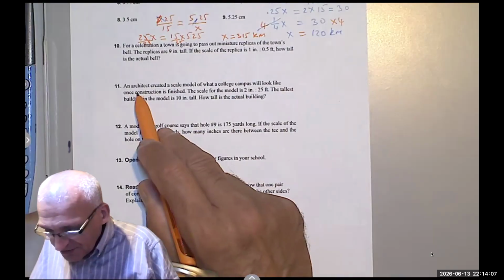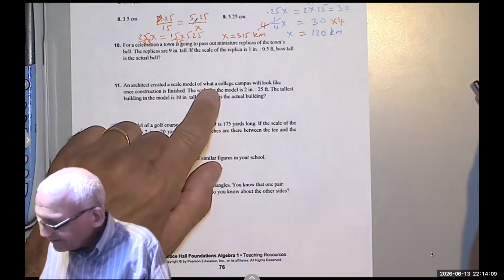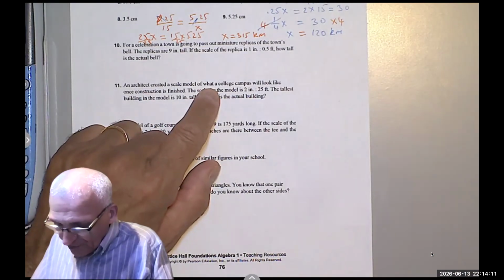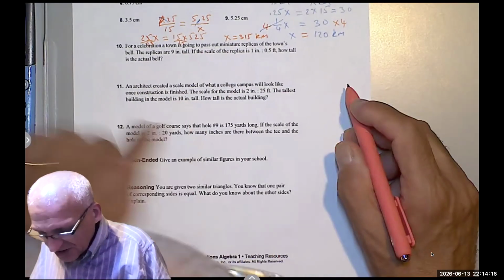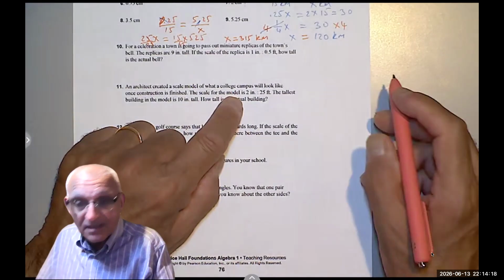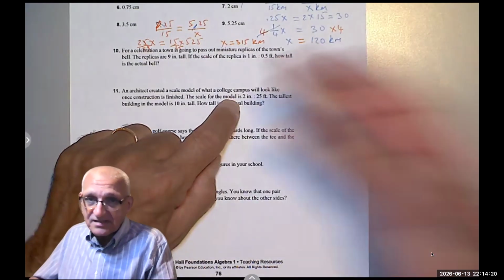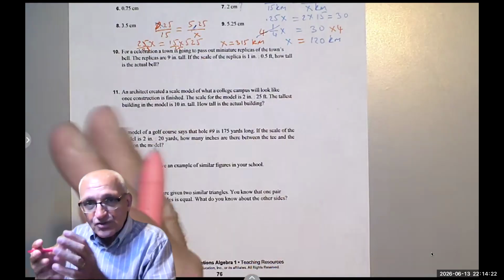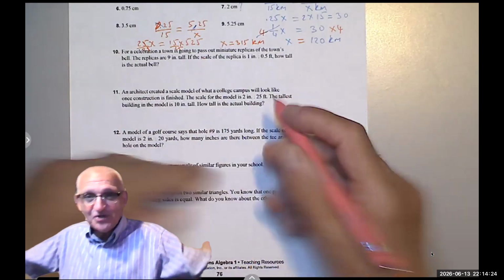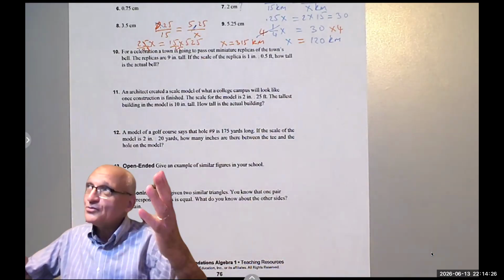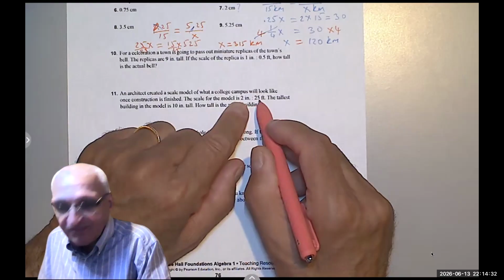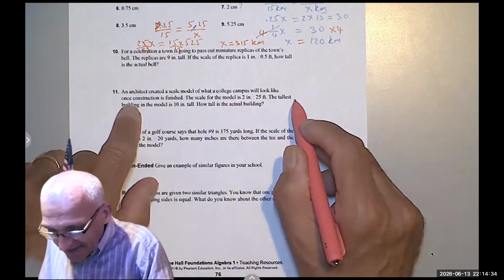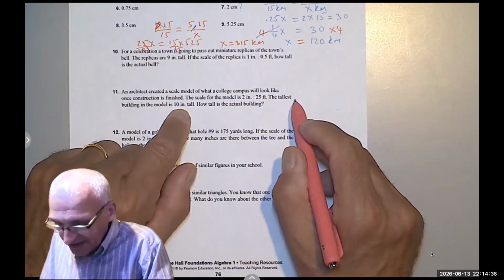An architect created a scale model of what a college campus would look like once construction is finished. The scale of the model, again, a model is like the map. You do a reduced model, right? I'm not going to build the whole building and say, oh, this is the model. Then, okay, so 2 inches is equivalent to 25 feet. The tallest building in the model is 10 inches.